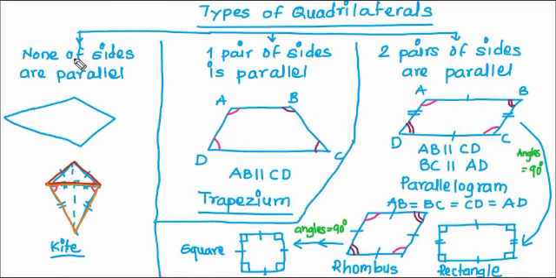So we have three parts. None of the sides parallel, we get an irregular quadrilateral and a kite. One pair of sides parallel, we get a trapezium. Two pairs of sides parallel, we get a parallelogram, rhombus, rectangle and a square. Rhombus, rectangle and square are called special parallelograms because they carry all the properties of a parallelogram but they have additional special properties. For example, in case of a rhombus, all the sides are equal. In case of a rectangle, all the angles are equal. And in case of a square, all the sides as well as all the angles are equal.